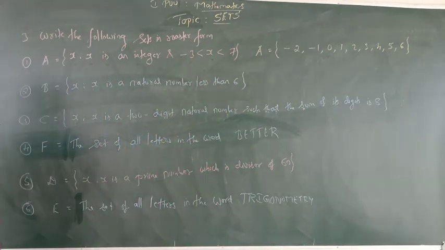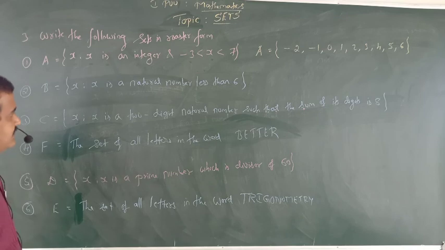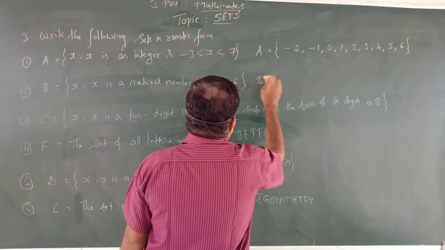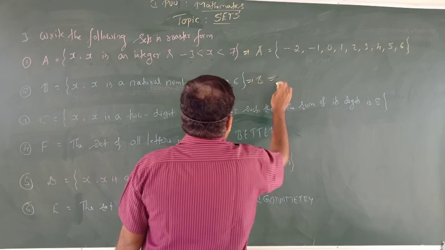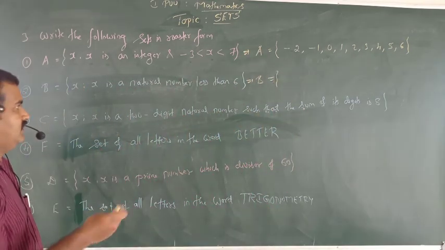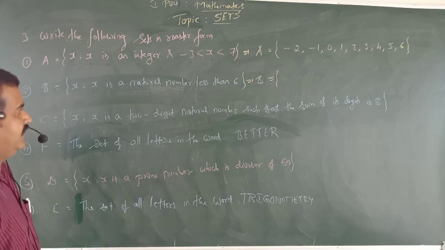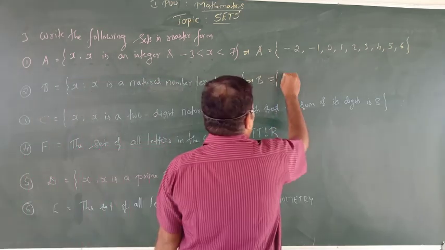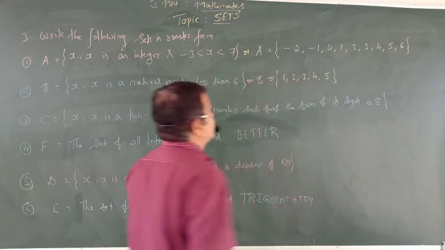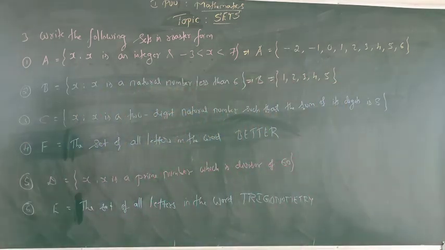One more, next one: {x : x is a natural number less than 6}. This indicates that it should be a natural number, so it starts from 1 and should be less than 6. I can go for 1, 2, 3, 4, 5. Stop it. So these are the 5 elements which come under natural numbers less than 6.